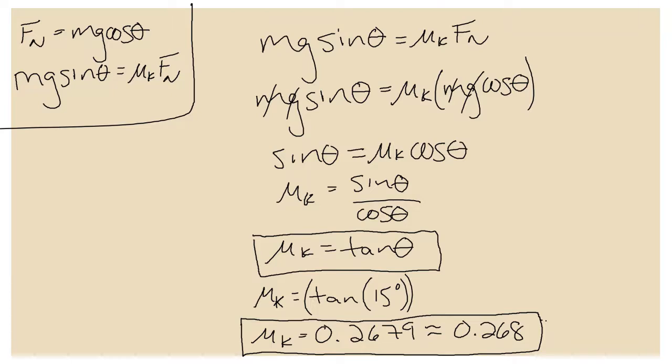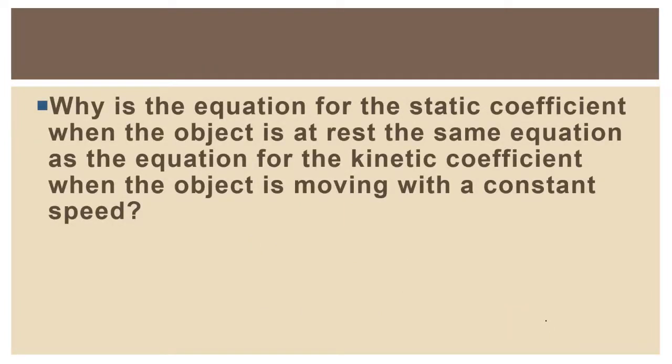Now, of course, we have a pretty good question to answer here. And that question is, why is the equation for the static coefficient when the object is at rest, that the static coefficient is equal to the tangent of the angle, the same as the equation for the kinetic coefficient when the object is moving with a constant speed? Take a second to pause this video here and think about that. When you hit play, we'll go over the answer.